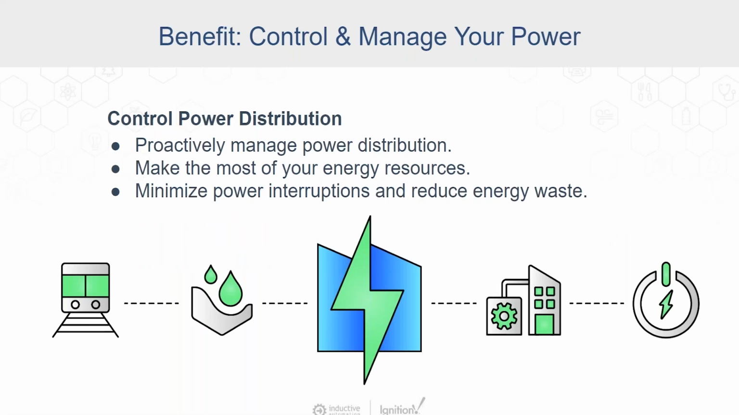Also, controlling power distribution. Don't just go with the flow, control it. Proactively manage power distribution and make the most of your energy resources with the boost in data integrity you gain from Ignition with IEC 61850. Using the driver's protocols and data collection to keep an eye on power distribution chains, leverage Ignition's ability to turn screens into an HMI to direct your power where you want and need it, and minimize power interruptions and reduce energy waste with power management that brings balance and stability to your power load.